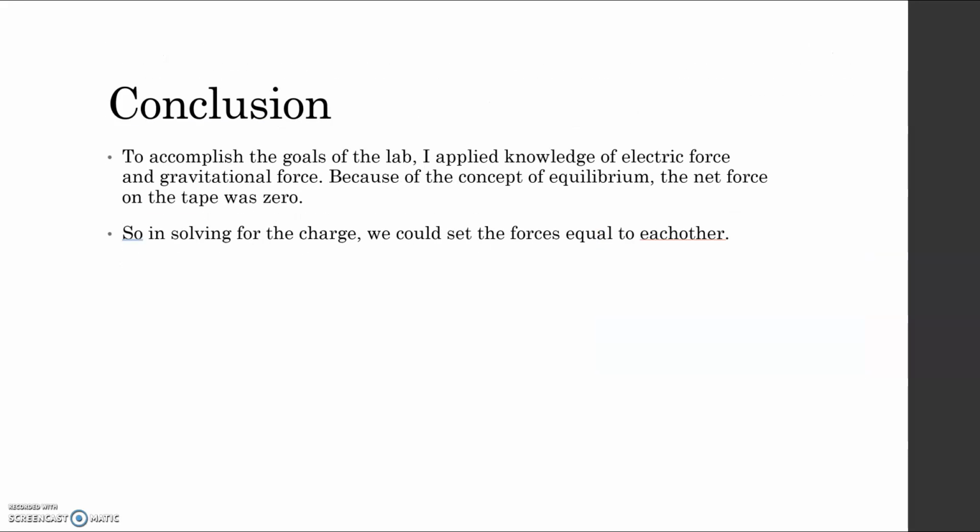So in conclusion, to accomplish the goals of this lab, I applied knowledge of electric force and gravitational force, and because of the concept of equilibrium, the net force on the tape was 0. So in solving for charge, we could set the forces equal to each other and get our final calculations.